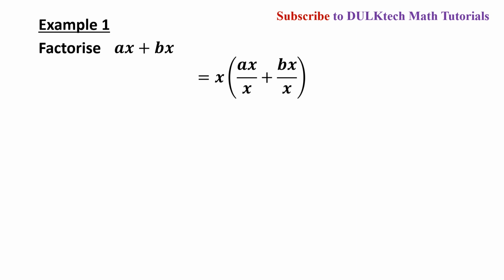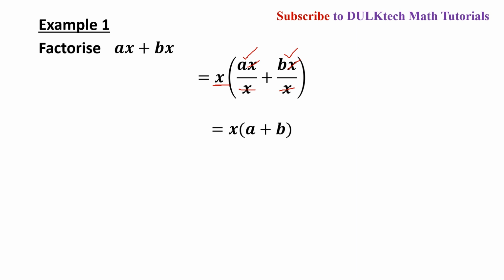The x outside the brackets is okay, so we are cancelling this x and this x in the numerator with this x and this x in the denominator. So we remain with x outside the brackets, and in the brackets we remain with a plus b. So this is now our answer. We have expressed ax plus bx as a product of its factors. In this case, the factors of ax plus bx are x and a plus b. These are the two factors of this original expression.